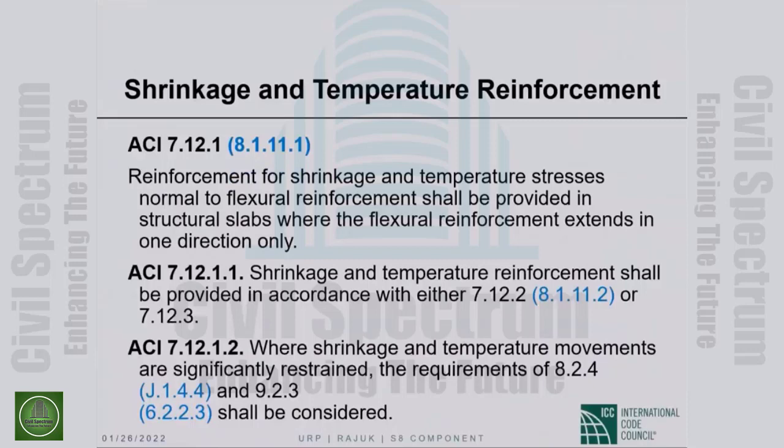shrinkage and temperature reinforcement. This is substantially important. So reinforcement for shrinkage and temperature stresses normal to flexural reinforcement. This is important. Shall be provided in structural slabs where the flexural reinforcement extends in one direction only. So one-way slab, you shall provide shrinkage reinforcement perpendicular to the flexural reinforcement. Shrinkage and temperature reinforcement shall be provided in accordance with 7.12.2 or 3.